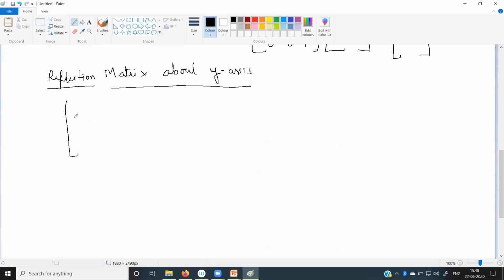So our reflection matrix along y direction, let us write down, it is Ry. It will be minus 1 0 0, 0 1 0, and 0 0 1.